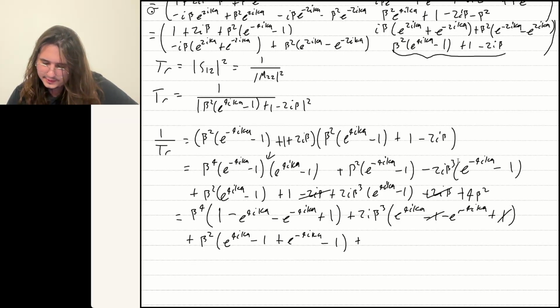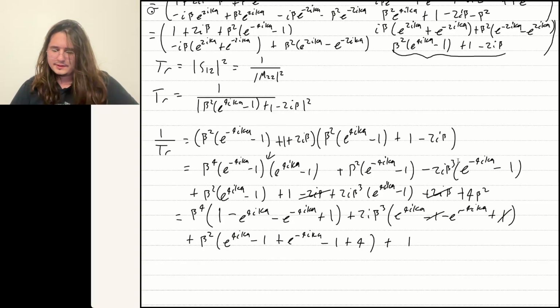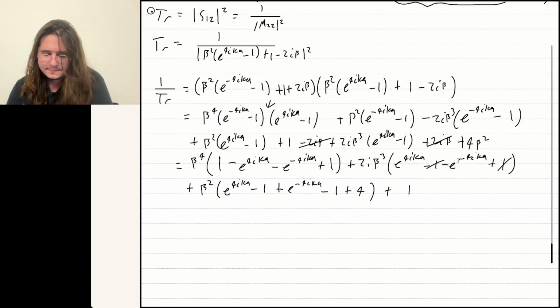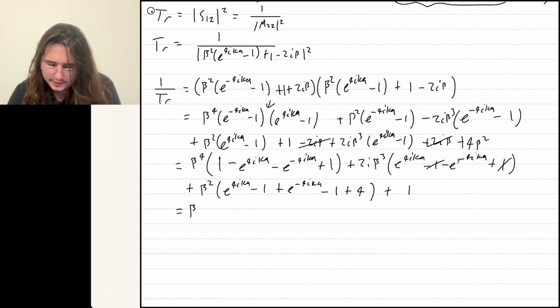Okay. Plus 1, plus 4 beta squared. I should write the 4 beta squared in here. Plus 4 plus 1. Okay, that's some funny stuff in there. So looks like we've got beta to the fourth, the 1's add up, so 2 minus, and I'm going to group this together in a really kind of silly way, but it's going to be 2 times the fraction e to the 4ika plus e to the minus 4ika over 2.